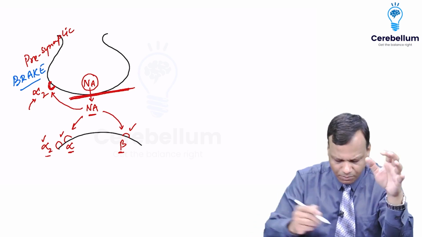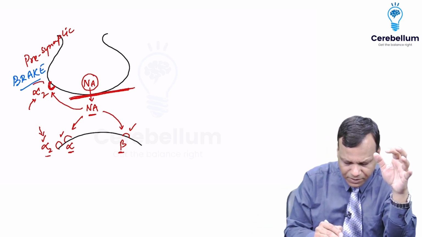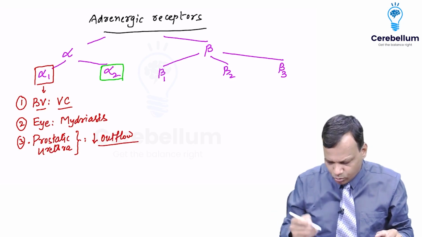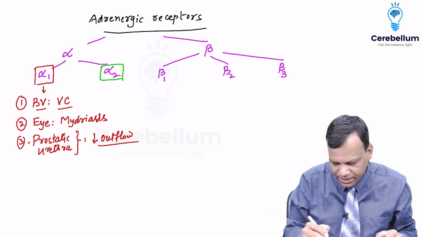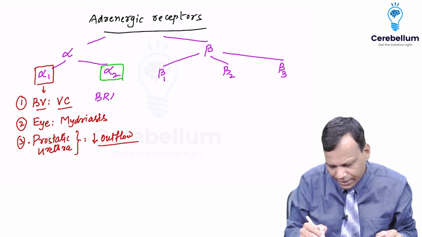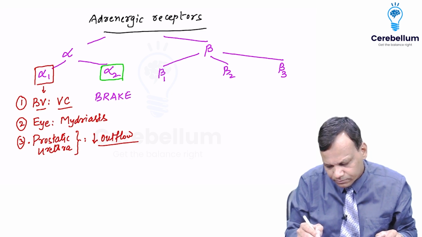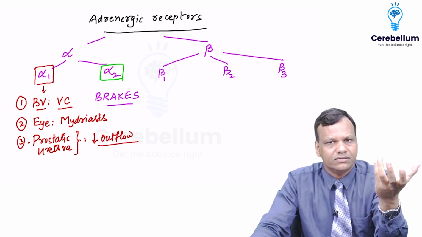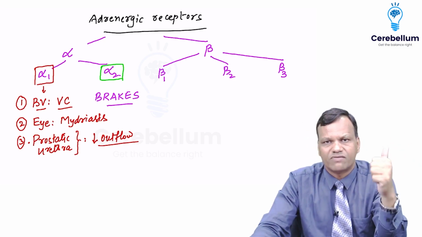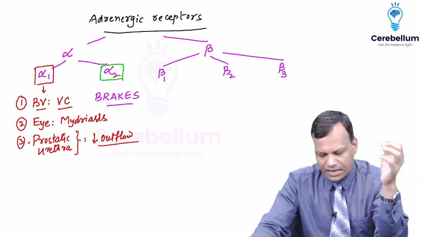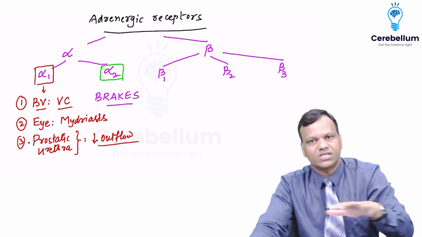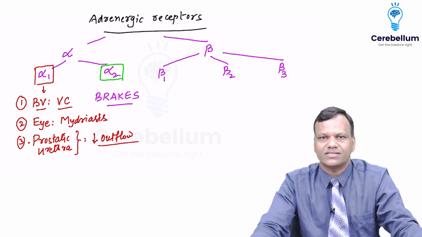But it is important to remember that these are lesser. The main alpha 2 receptors are presynaptic. So just remember, alpha 2 act like brakes. For alpha receptors, you just need to remember this: alpha 1, three places, blood vessel, eye and urethra, and alpha 2, brakes. You don't need to remember anything else apart from this. So that completes alpha receptors.